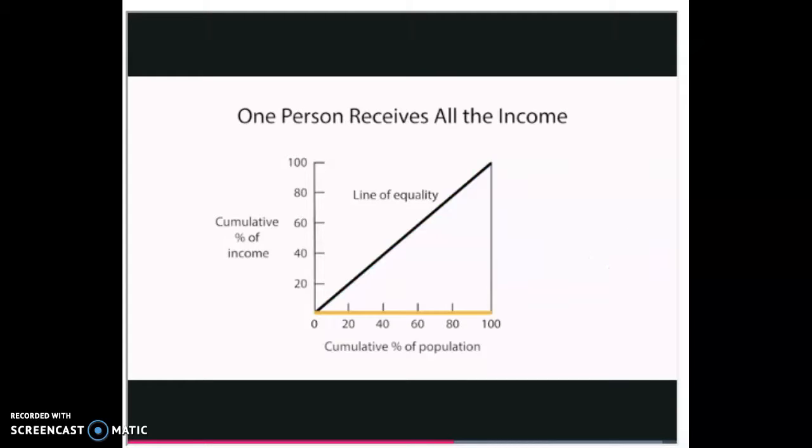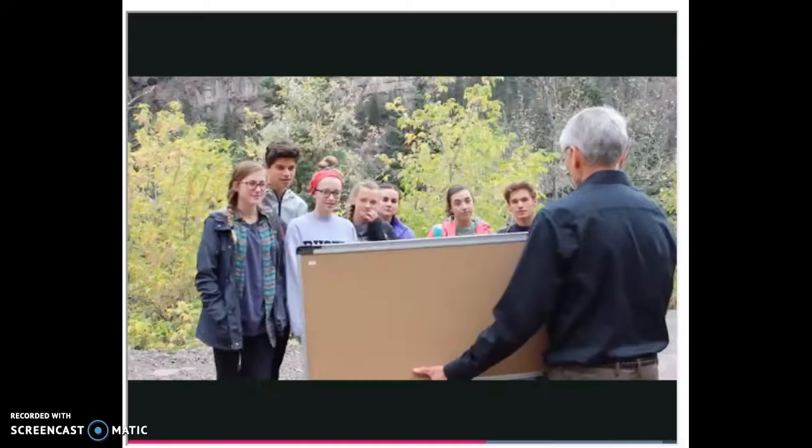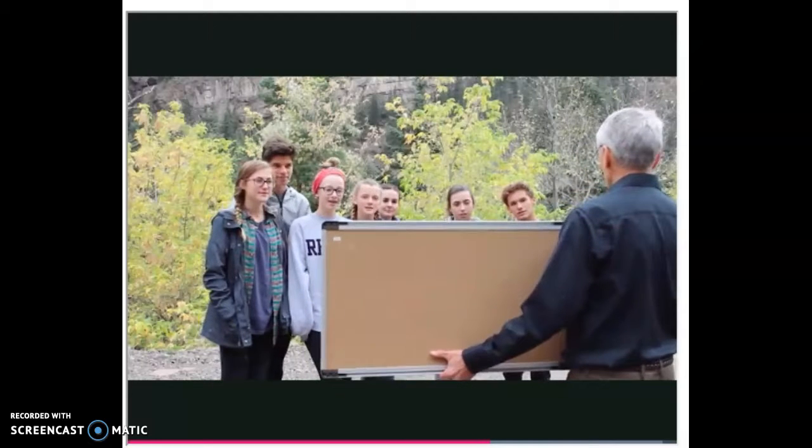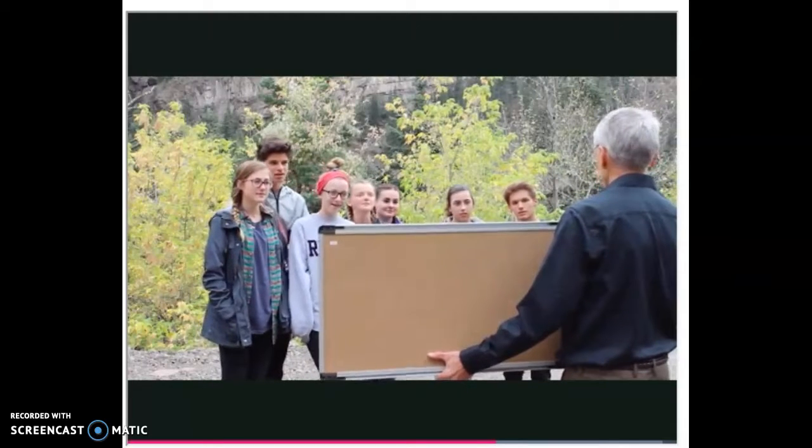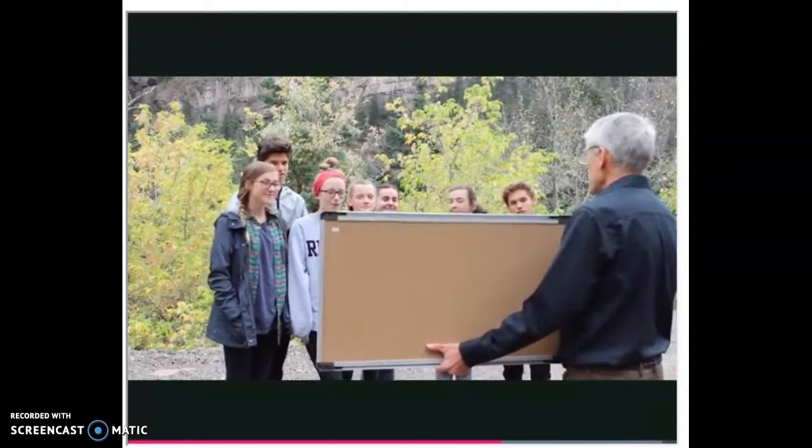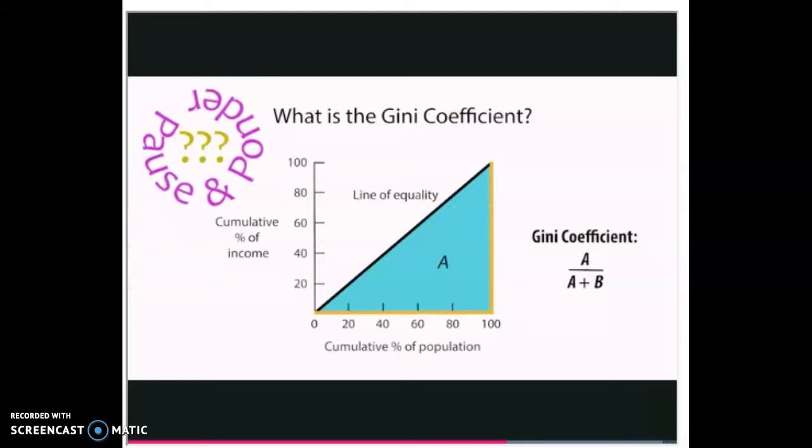If one person received all the income, the poorest 20%, 40%, 60%, and 80% would have no income, but the Lorenz curve would shoot up to 100% at the right end, showing that the poorest 100%, meaning all the population collectively, including the richest person, receives 100% of the income. What would the Gini coefficient be in that case?